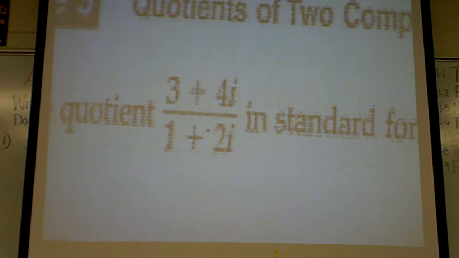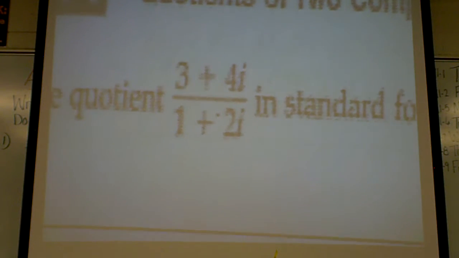Do you guys remember how to do these problems when you had a radical in the denominator? You multiply by the opposite. What do you mean by opposite? Opposite of what? It had a special name. You guys remember the name? Starts with a C. What is that? Conjugate. You guys remember conjugate? What is the conjugate? It'd be 1 minus 2i.